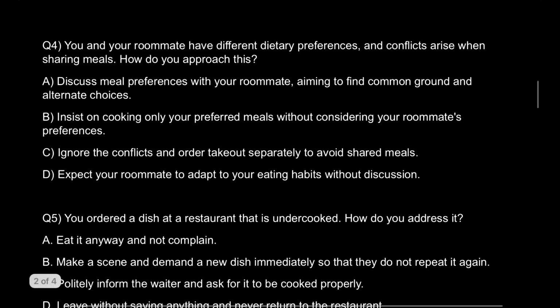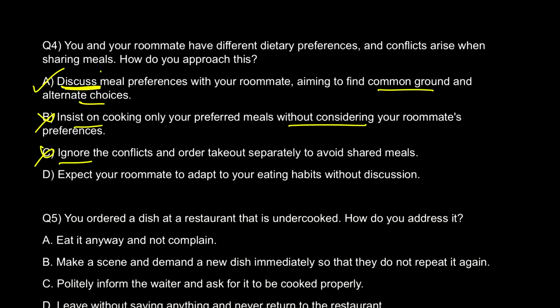Then coming to the fourth question: you and your roommate have different dietary preferences and conflict arises when you're sharing meals. So how would you approach that? The word discuss is going to be the best word possible in any option you come across. So just go and tick the answer if you see discuss. Okay, because there are more keywords also: common ground and alternate choices. But insisting on, without considering other keywords, help you to eliminate the options fast.